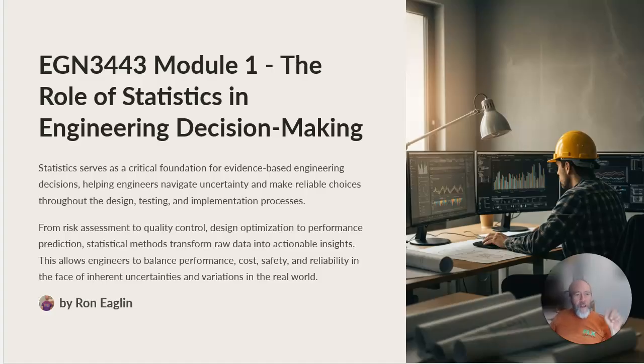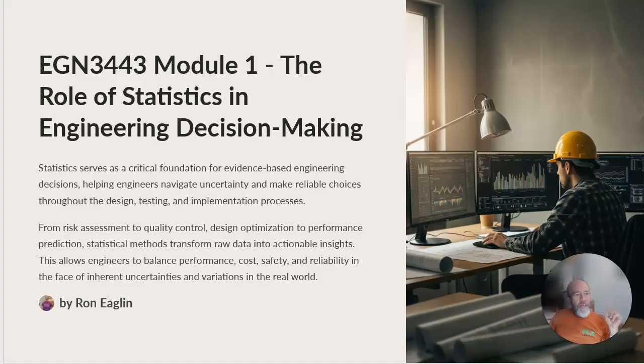What we're going to talk about today is how do you use statistics in engineering, and specifically in engineering decision making. Pointing out that yes, everything is a statistically based decision. And you're going to see why.